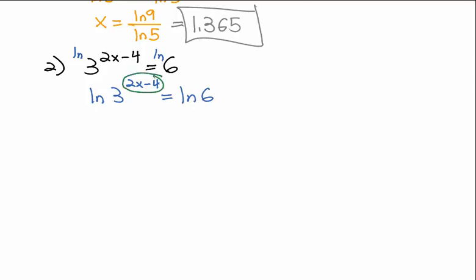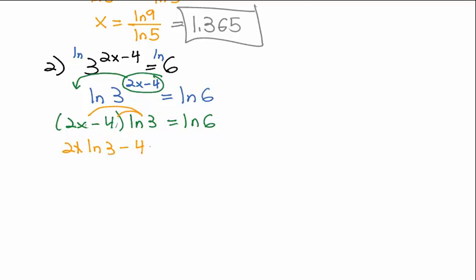Now our exponent that's inside the log can come out front. We want to make sure that entire exponent comes out front, so we have to put it in parentheses as we do so. 2x minus 4 times the natural log of 3 equals the natural log of 6. Several ways we can solve from here. I'm going to go ahead and just distribute the natural log. So that's going to give us 2x natural log of 3 minus 4 natural log of 3 equals the natural log of 6.